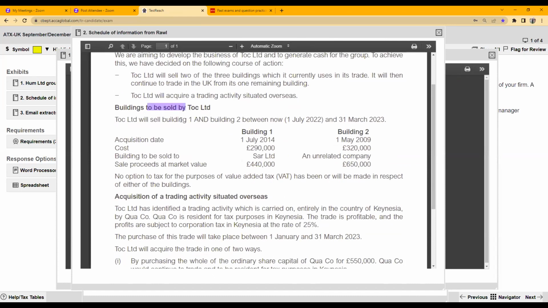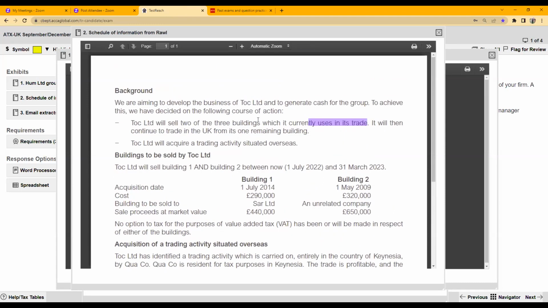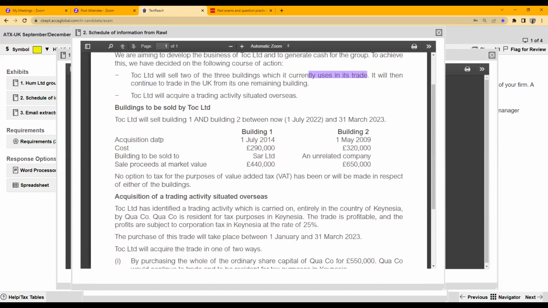Buildings sold by Talk Limited. Talk Limited will sell building 1 and building 2 between now, the date being 1st July 22, and 31st March 23. These are the tentative dates. In between these 2 dates, Talk Limited will be disposing 2 buildings, and both buildings are qualifying business assets, because it is mentioned that these buildings are used in trade. Any asset which is used in trade is basically a qualifying business asset.